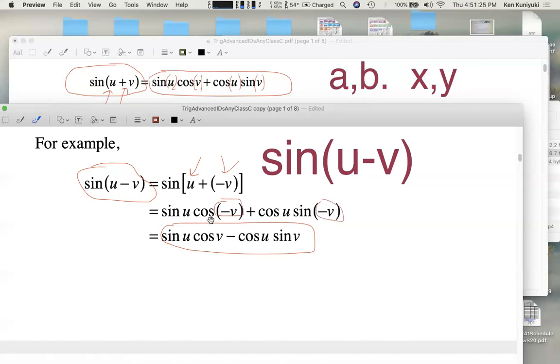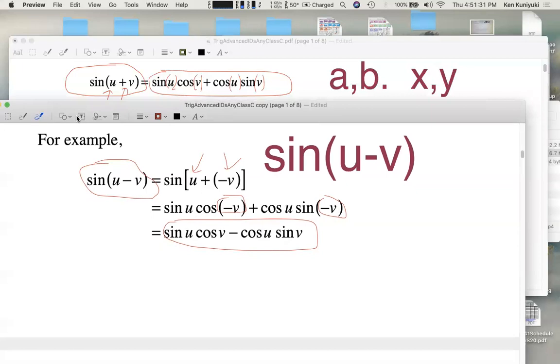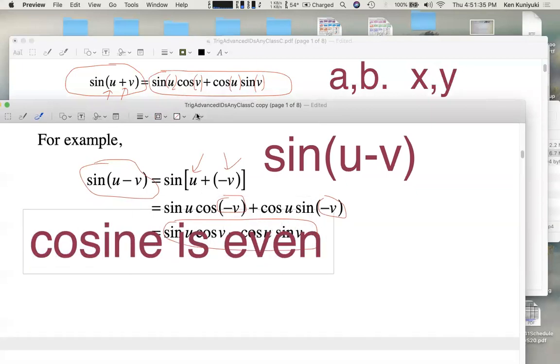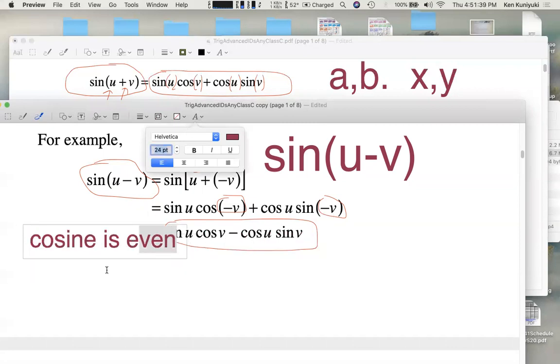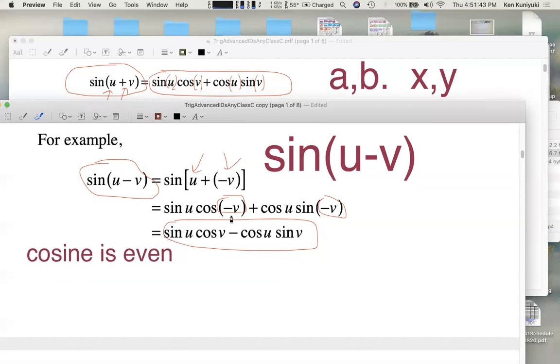Now, is cosine even or odd? Is cosine even or odd? Cosine is even. So it's these guys again. Cosine is even. Which means, what happens to this negative sign or opposite sign in here? It dies. We can delete it. It drops out. Cosine of the opposite of v is just cosine of v.